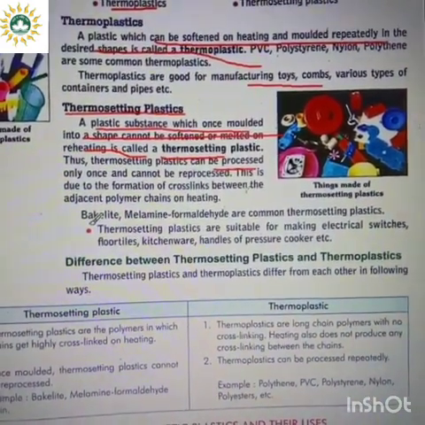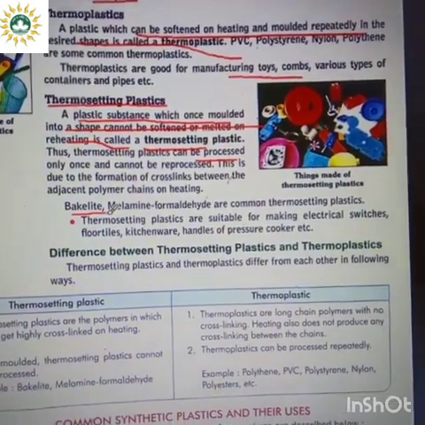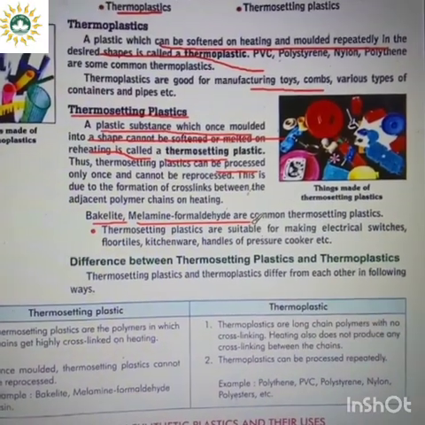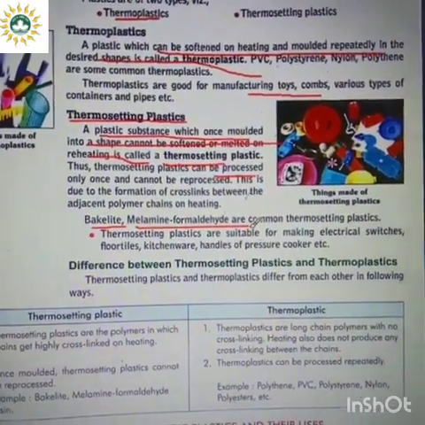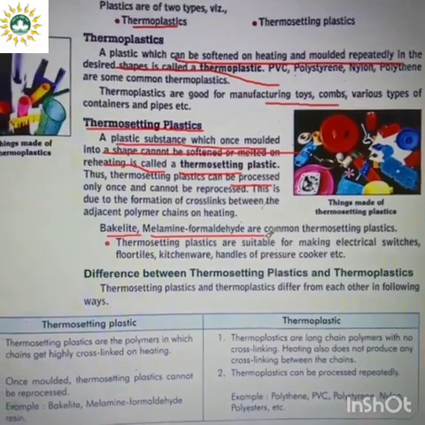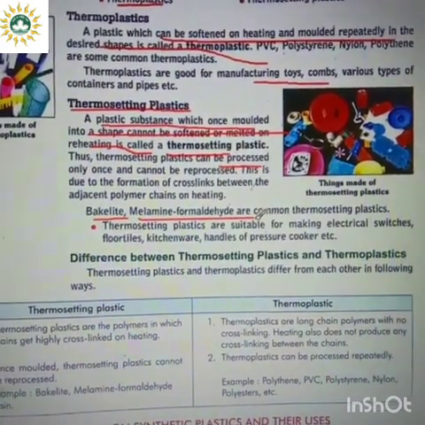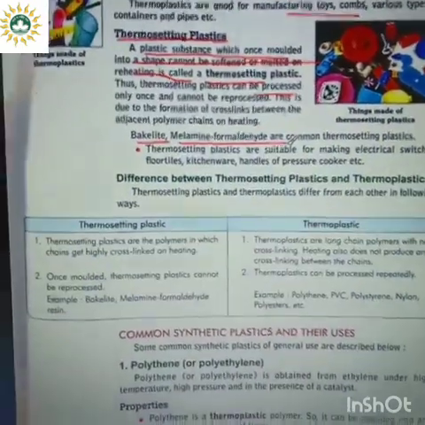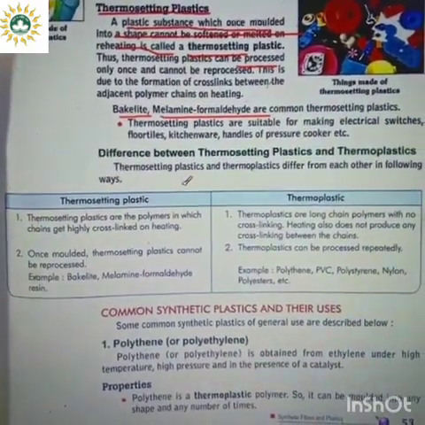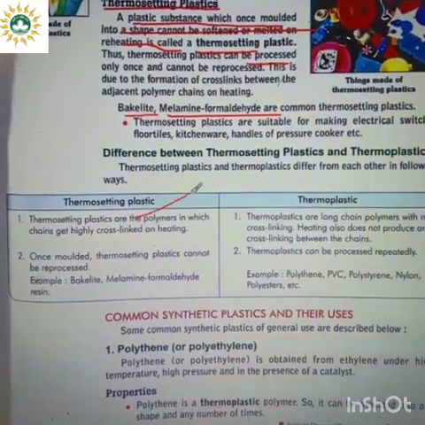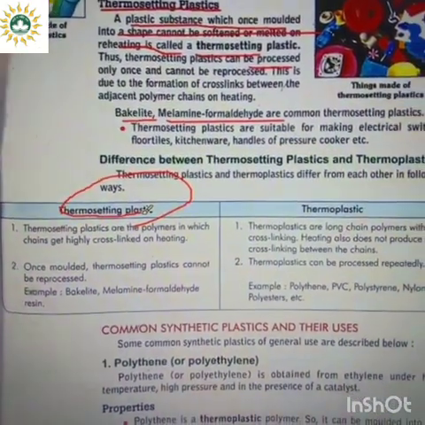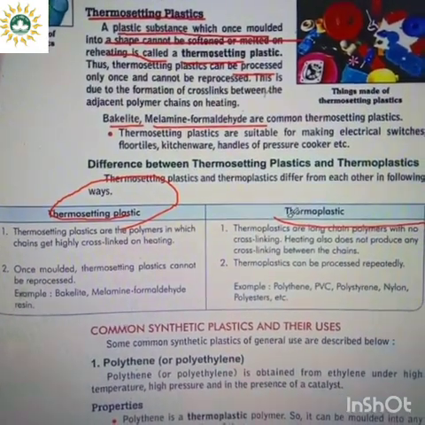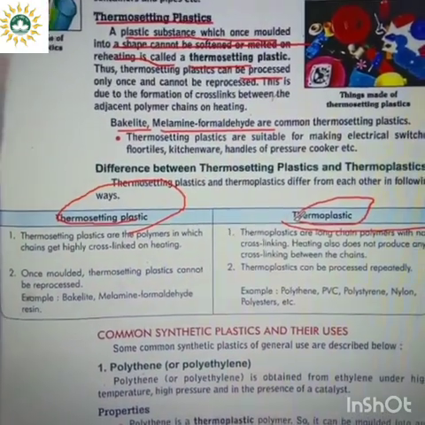Bakelite, there are many things which are made from bakelite. I will give you examples later on. There are melamine and formaldehyde resins. These are the common thermosetting plastics. And thermosetting plastics, as I told you, are used for making electrical switches, floor tiles, kitchenware, and handles of our pressure cooker. Here a brief difference between the thermosetting plastics and the thermoplastics is given, class. So you need to go through this.